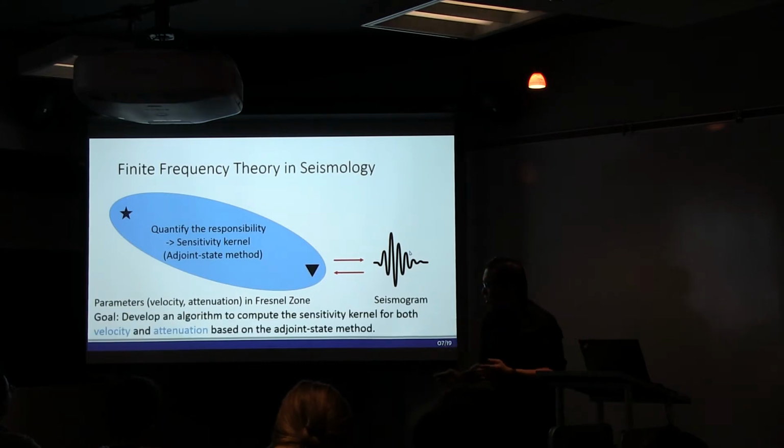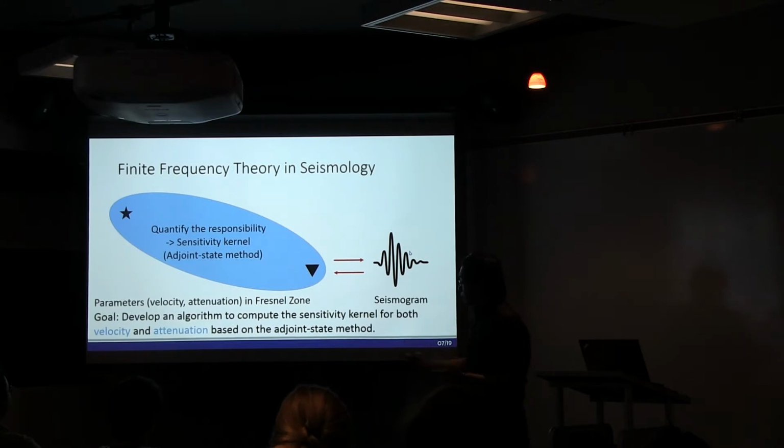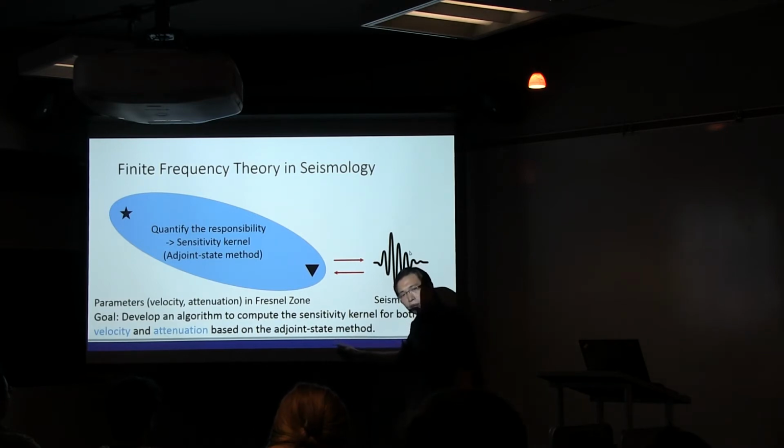And the target of this study is to develop an algorithm to compute the sensitivity kernel for both velocity and attenuation using a method called the adjoint state method. So let's talk about this.